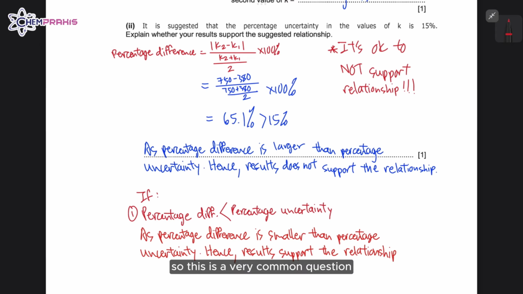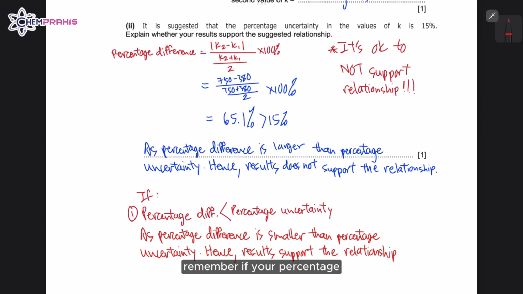So this is a very common question. We will need to calculate the percentage difference between our K values and compare with the percentage uncertainty given. So this is the formula of the percentage difference, which you will need to memorize. We will sub in our values, which we will get 65.1%, which is larger than the percentage uncertainty. Now we can write our conclusions.